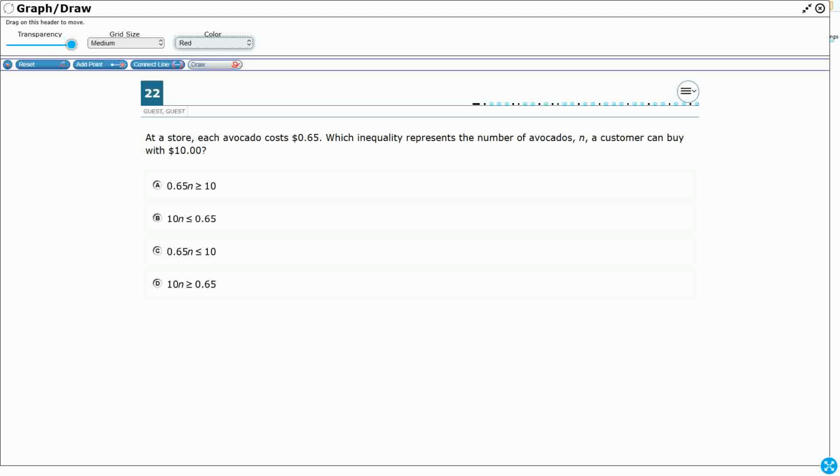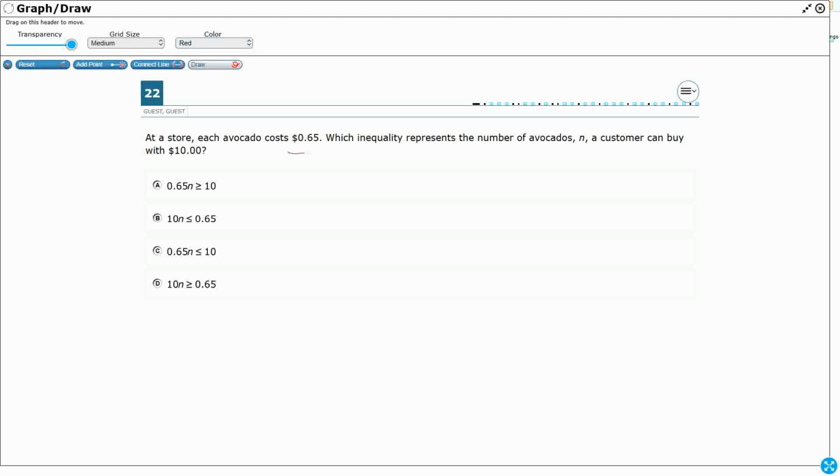All right, so at a store, we've got avocados, 65 cents each. We need to write an inequality, so that means our answers are going to be less than, greater than, or then less than or equal to, greater than or equal to. The number of avocados n a customer can buy with $10. All right, so you've got a maximum of $10, right? And I'm wondering how many avocados you can buy with that. So let's see how we can figure this out.